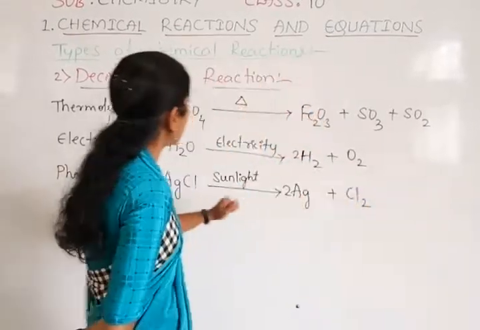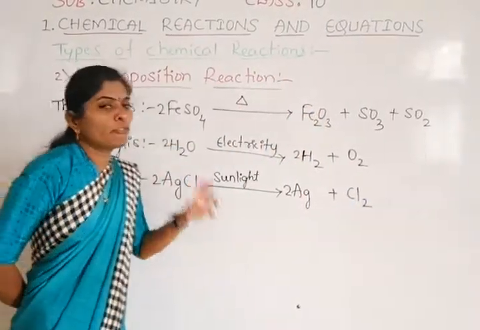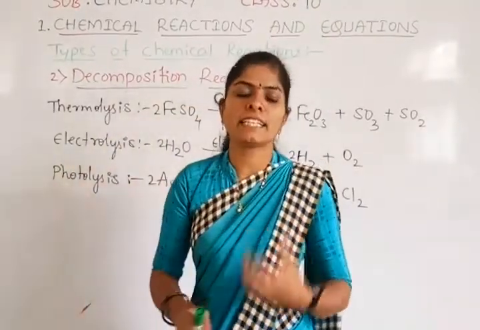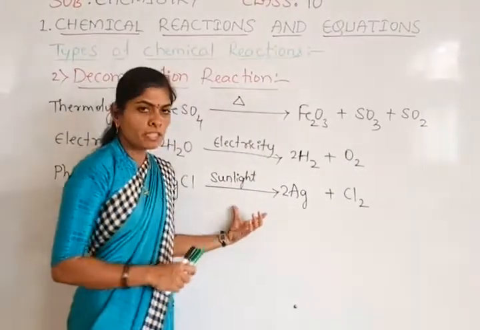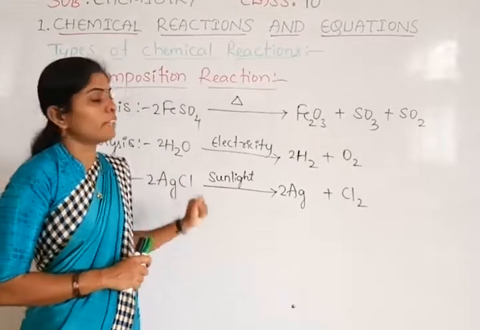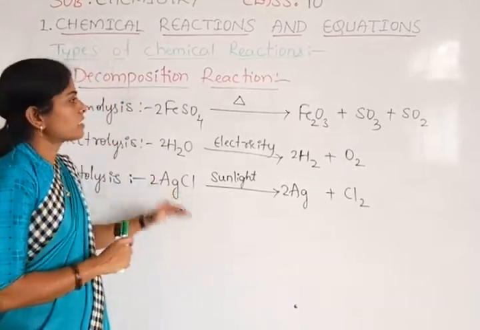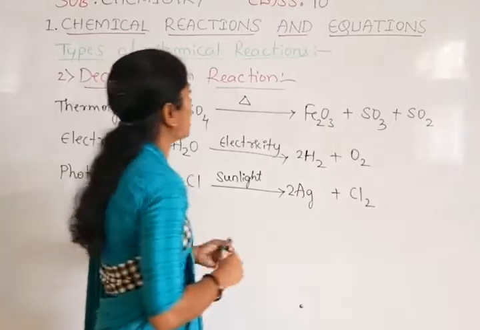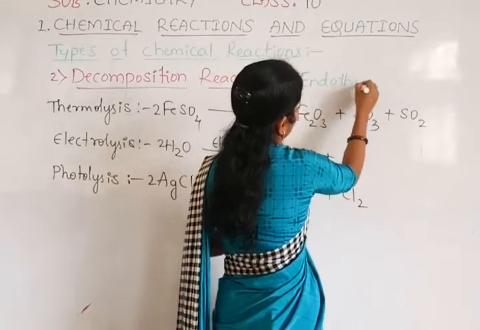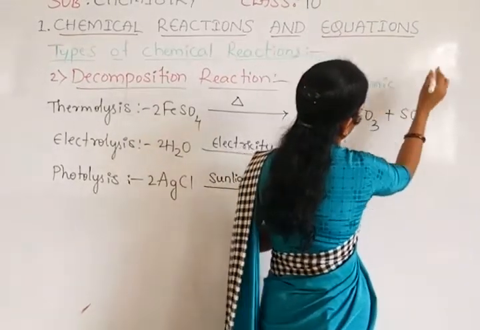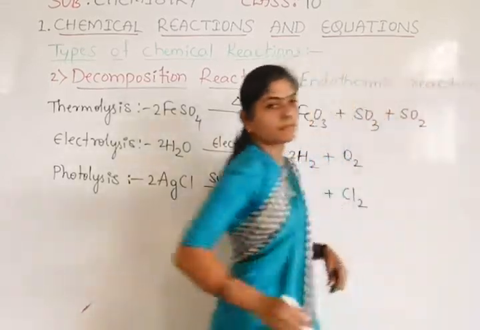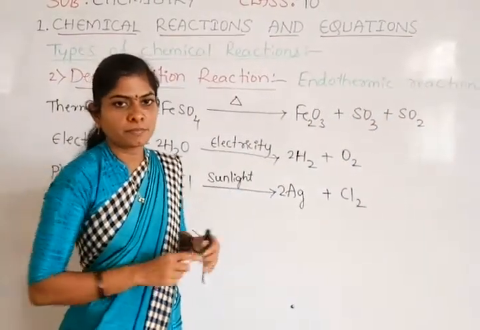So like this, if the reactions in which the absorption of energy takes place, or heat energy, electricity, whatever form it may be, the sunlight, whatever. If the absorption of heat energy takes place, then such reactions we can call as what? Endothermic reactions. Endothermic reactions. Right? Is it clear? Okay.